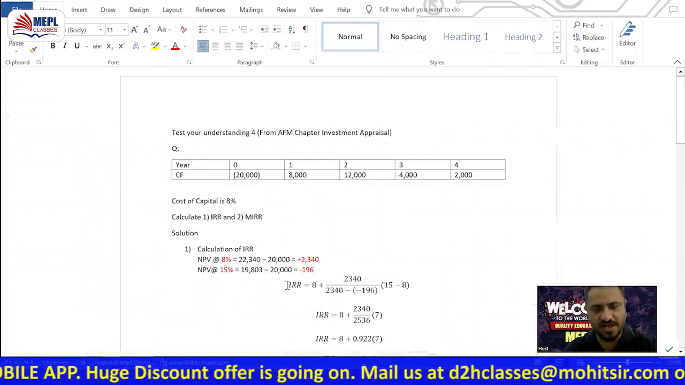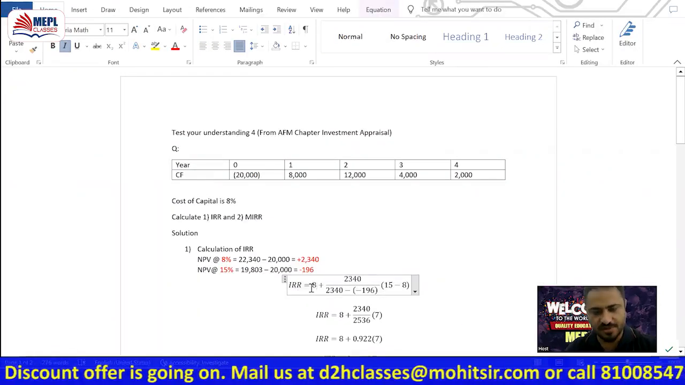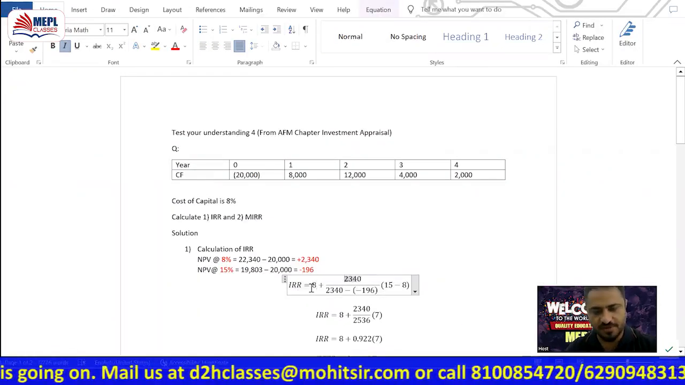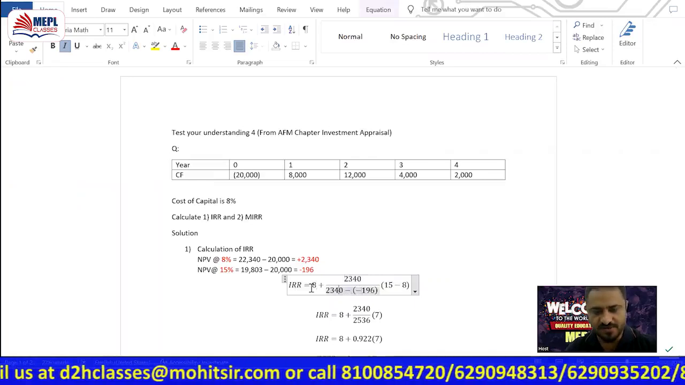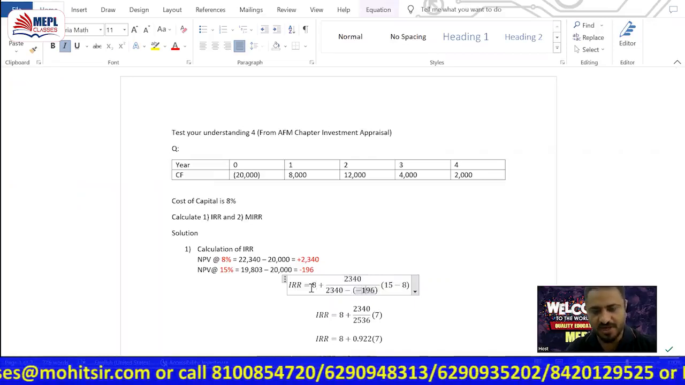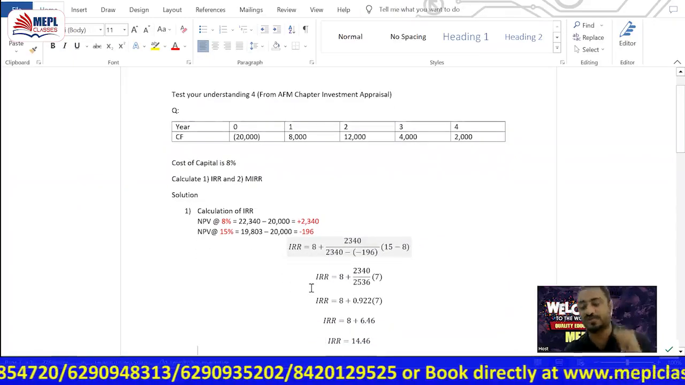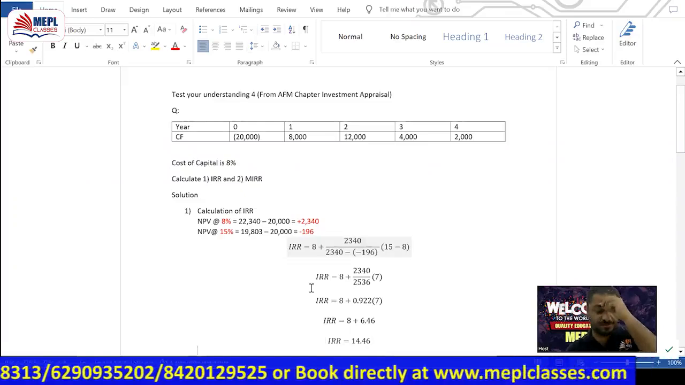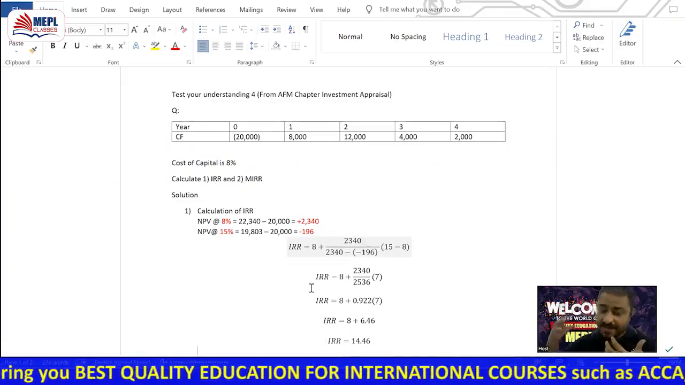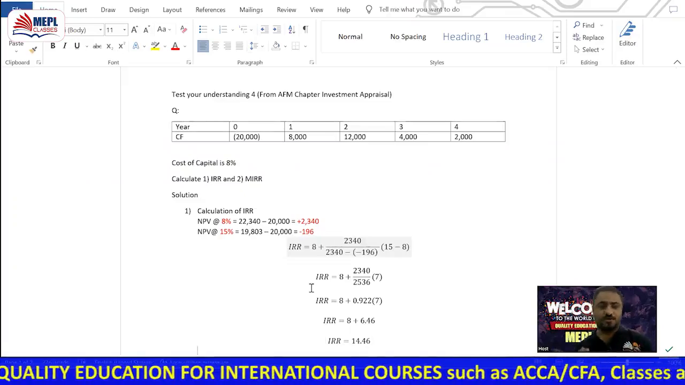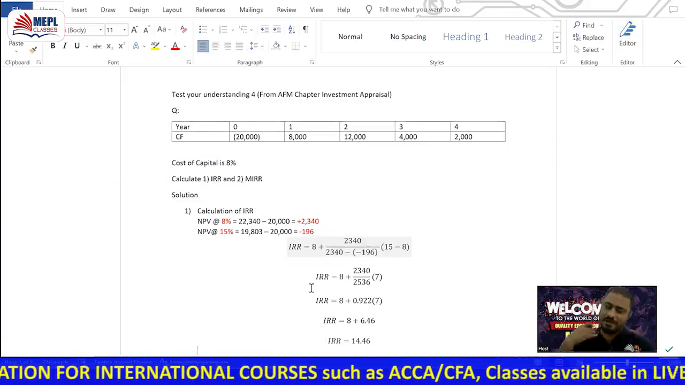So IRR is lower rate plus lower rate NPV divided by lower rate NPV minus higher rate NPV, multiplied by higher rate minus lower rate. If I solve the formula, I get IRR of 14.46. What does that mean? It means that at any rate below 14.46, NPV will always be positive.